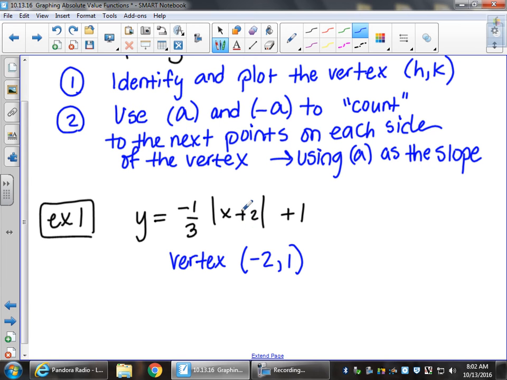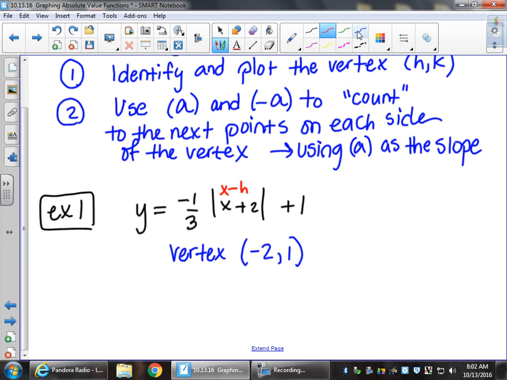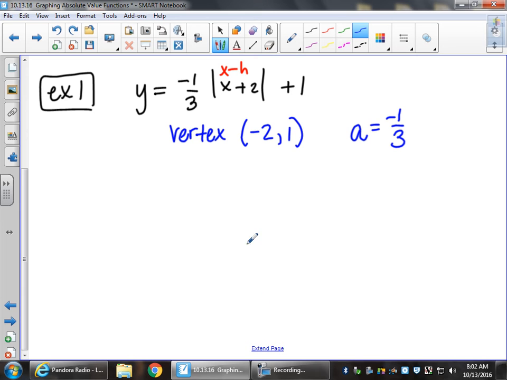So again, as soon as I see a positive value here, we remember that this was originally x minus h. So that means that a negative 2 was plugged in there. So I've identified the vertex. What is A? That is all we need to sketch a graph. So let's sketch a coordinate plane in our notes. What are we going to plot first? The vertex. So I go negative 2, 1.